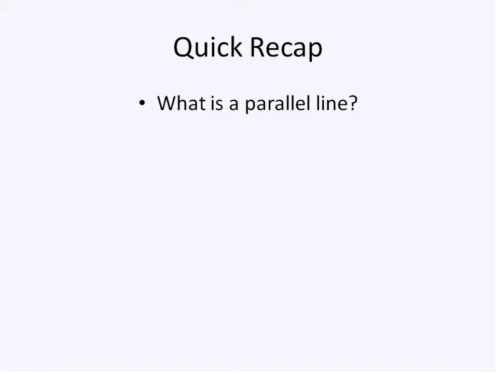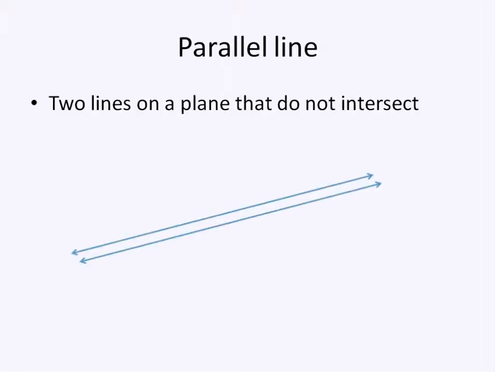What is a parallel line? Parallel lines are two lines on a single plane that do not intersect. They look like this typically. They'll run next to each other and never touch. No matter how far you extend them into infinity, they're not going to cross each other.